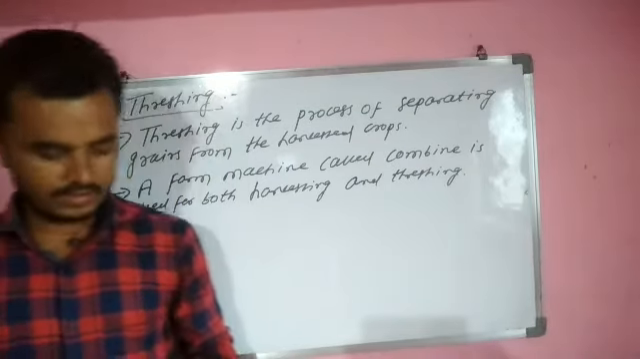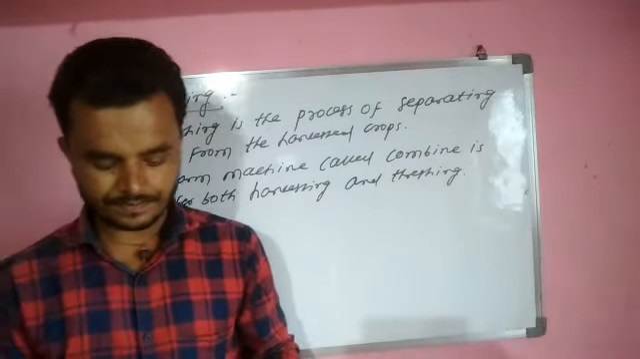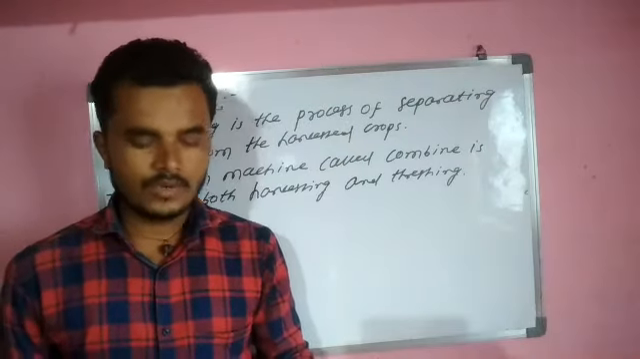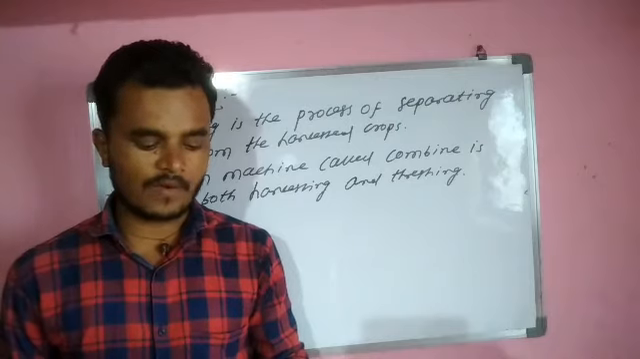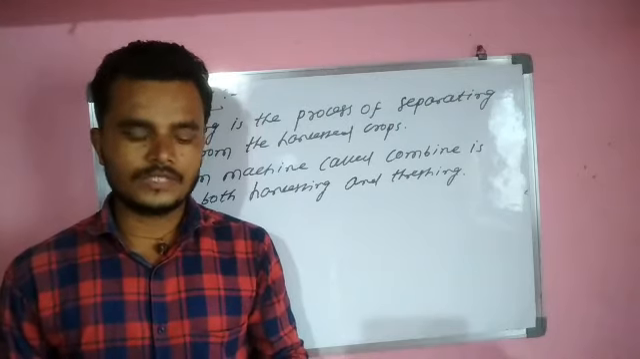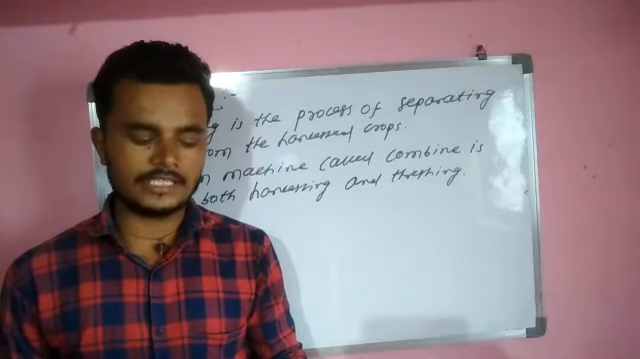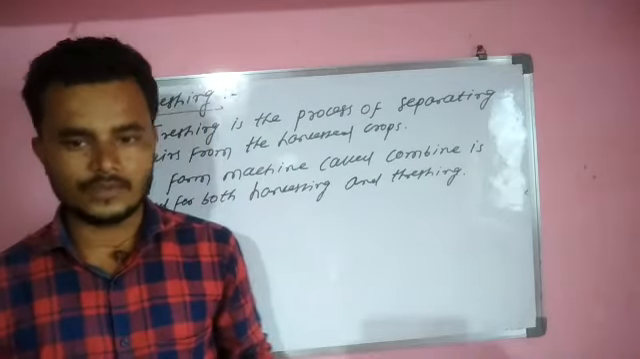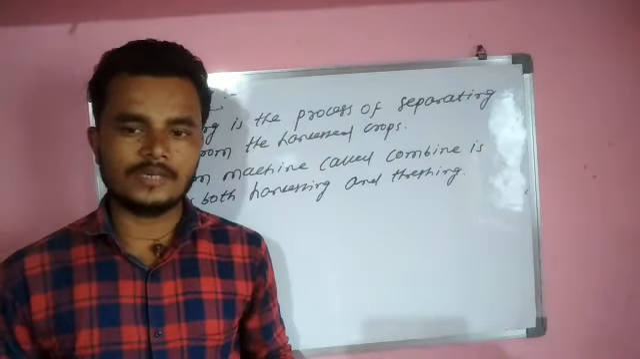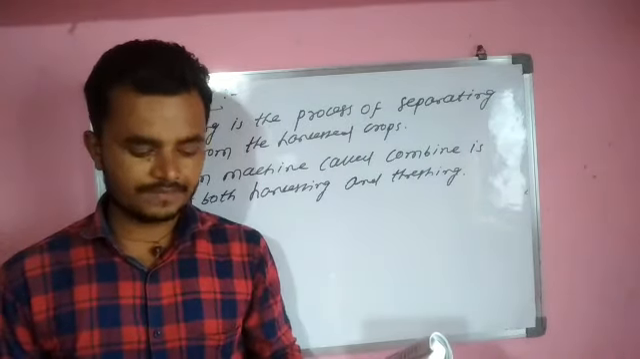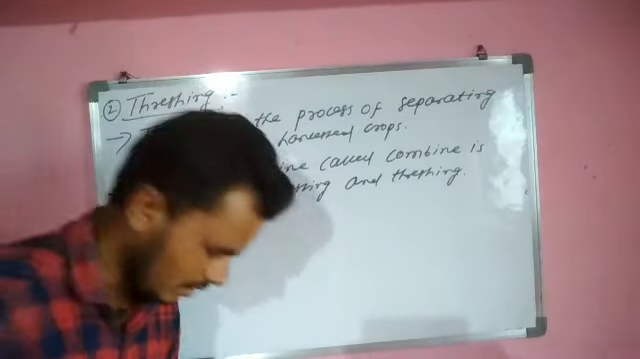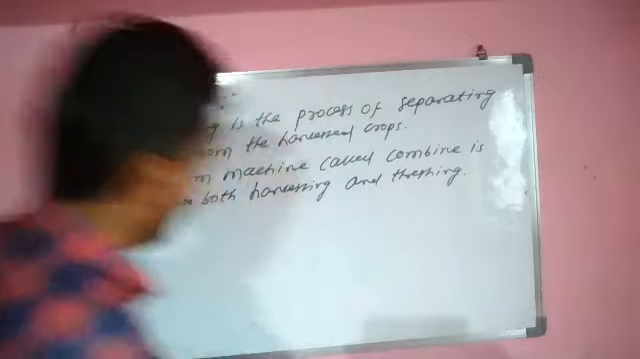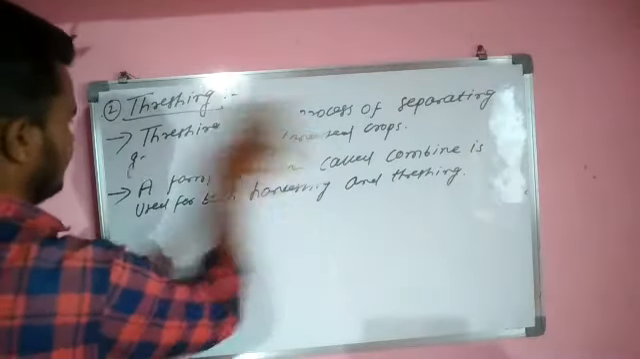Last one, see, winnowing. Winnowing is the process of separating the grains from the chaff with the help of wind. Now see, with the help of wind, separating the grains from the chaff is called winnowing. So winnowing is the process in which grains are separated from the chaff. Now see, next one. What is the meaning of winnowing?